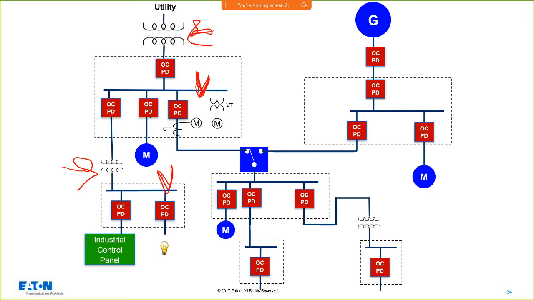I have potential transformers that I'll use for metering and instrumentation. In each of these assemblies, I might have a low voltage assembly that has a control power transformer in there for control lighting and other controls that are in that equipment.